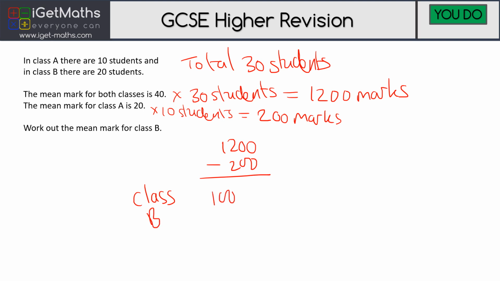got 1,000 marks, and to find out their average, that's 1,000 divided by the 20 students, and 20 will fit into 100 5 times, and then you've got the 0 there, and you put that there, and that gives you 50 marks for the average of class B.